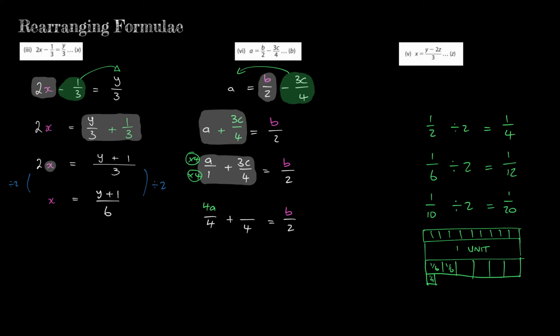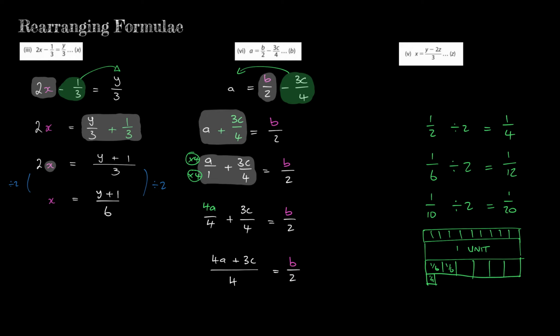Plus, this already has a denominator of 4, so I'm going to keep that as 3c on top. And now I have two fractions with the same denominator, so I can pull those two fractions together and give my denominator a 4, and I get 4a plus 3c is equal to b over 2.